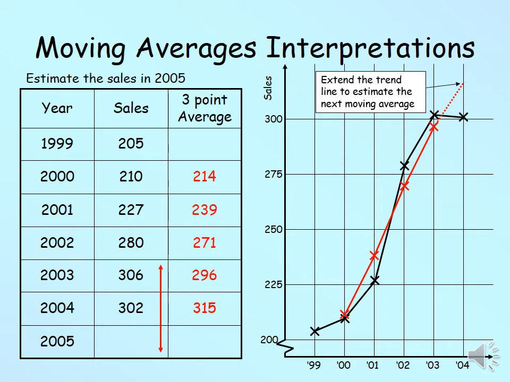Okay, so it's an estimation, don't forget, but we can work out the sales figure, because we have that average of 315. Okay, so 315 times 3 is 945, and 945 take away 608, which we get by adding the 2003 and the 2004 figures. It comes to 608, and the sales figure for 2005 therefore is 337.